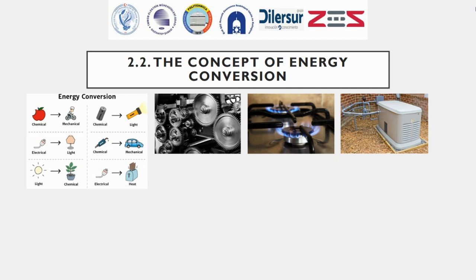For example, generators convert mechanical energy into electricity, while heat exchangers convert thermal energy into other forms of heat. In the process of energy conversion, energy is transformed from one form into another. For example, electrical energy is converted into thermal energy in a heat exchanger.